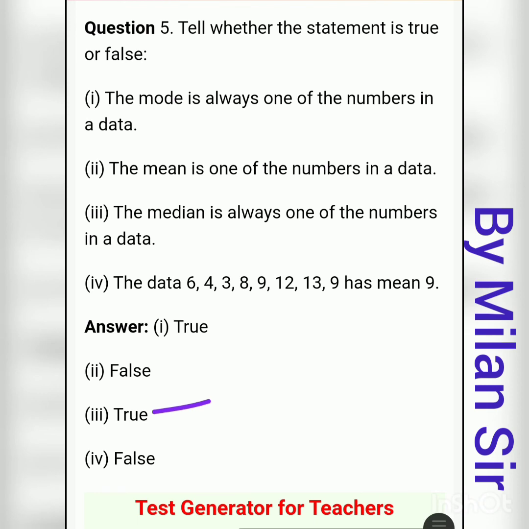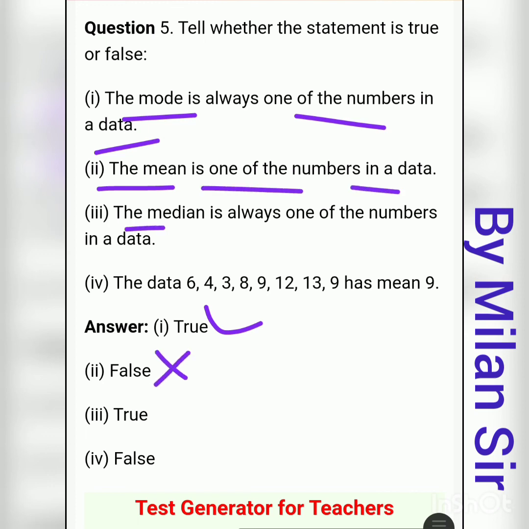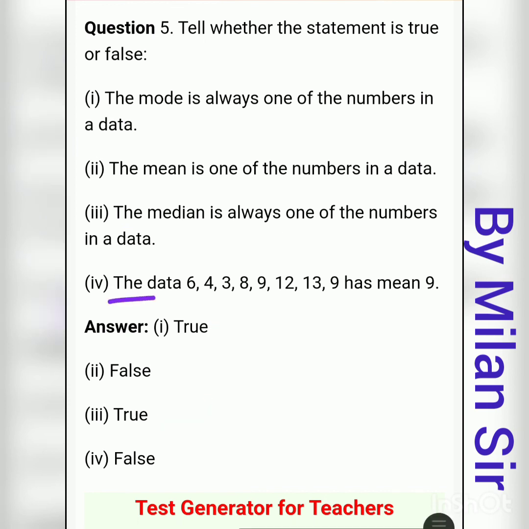It's true. So the mode is always one of the numbers in the data: true. The mean is not always one of the numbers in the data, that's why false. The median is always one of the numbers in the data: true. After that, the last question.